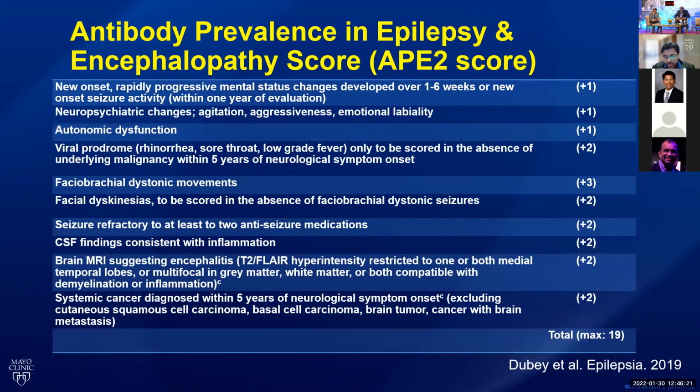One of the scoring systems I had come up with some time back is this APE2 score, which incorporates a lot of those clinical and paraclinical variables which we talked about, including new onset seizures, neuropsychiatric manifestations, autonomic dysfunction, presence of viral prodrome, or certain involuntary movements, such as facial dyskinesias, or presence of inflammatory changes in the CSF or MRI of the brain. This particular scoring system can help to identify who needs an antibody panel.